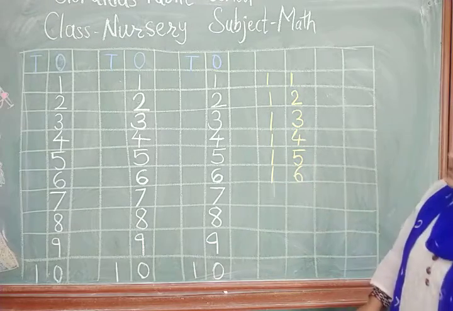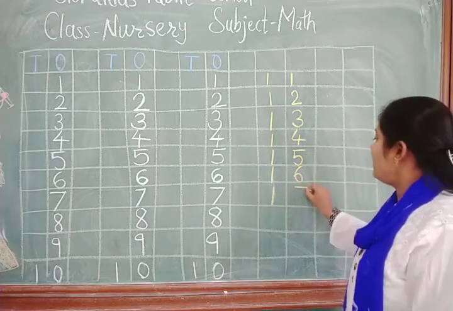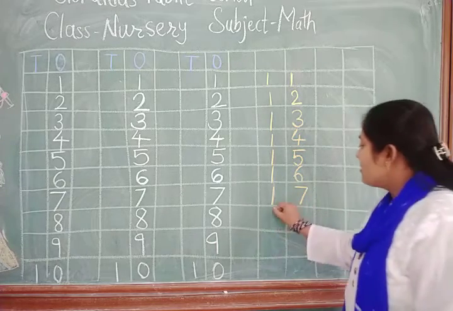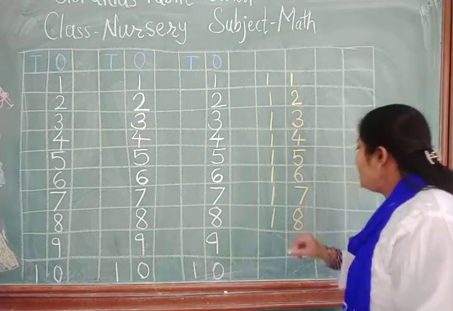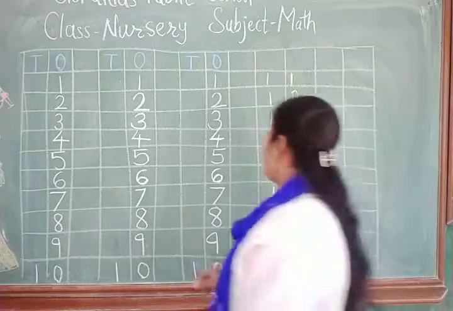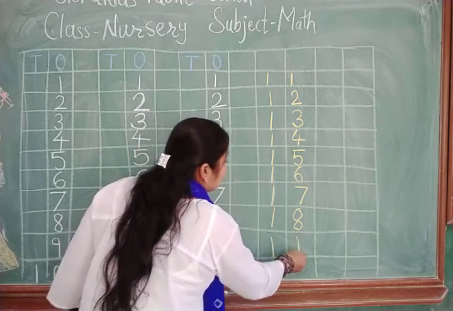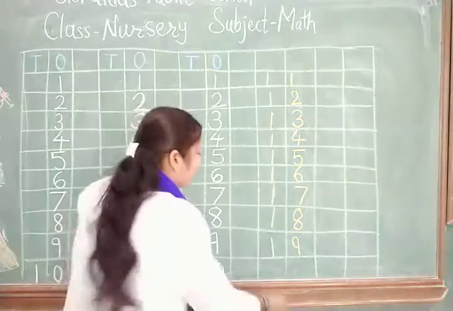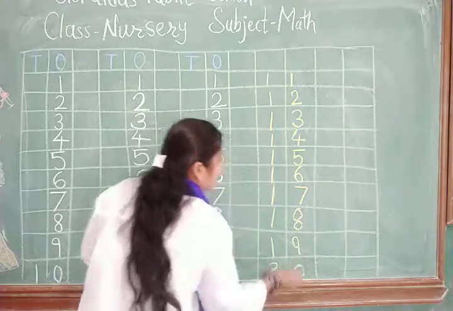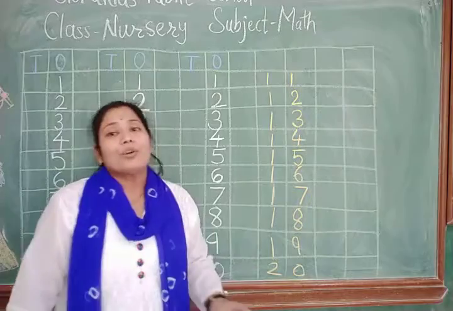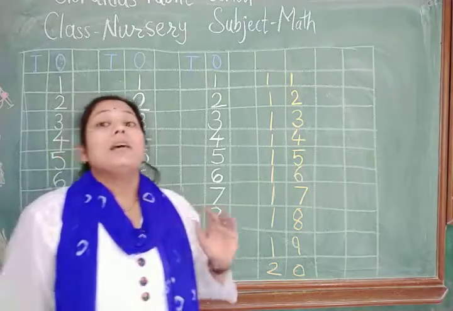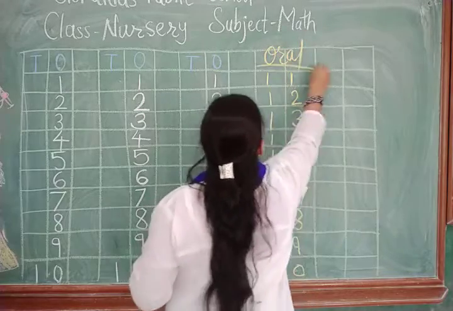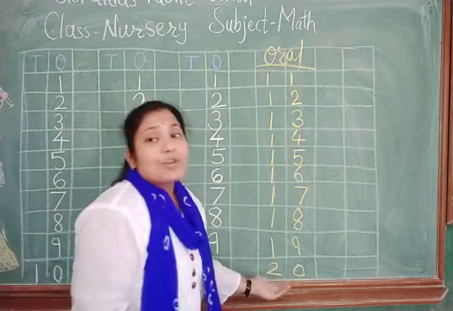1, 7, 17. 1, 8, 18. 1, 9, 19. And 2, 0, 20. So kids, learn oral numbers from 1 to 20.